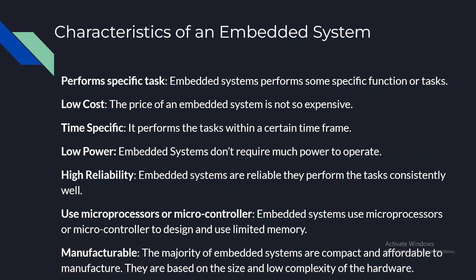A few characteristics of embedded systems are shown in this slide. An embedded system performs some specific function or task. It is not so expensive and performs tasks within a certain time frame. It is highly reliable and does not require much power to operate. The majority of embedded systems are compact and affordable to manufacture. Embedded systems use microprocessors or microcontrollers in their design and use limited memory.